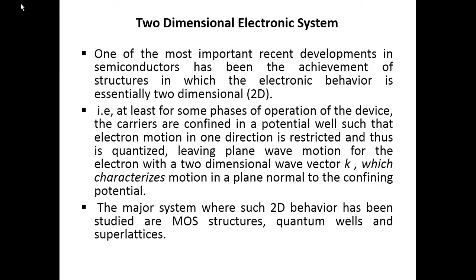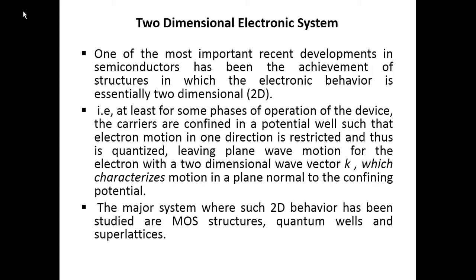So what is a two-dimensional electronic system? We have already discussed what one-dimensional, two-dimensional and three-dimensional systems are. One of the most important recent developments in semiconductors has been the achievement of structures in which the electronic behavior is essentially two-dimensional.